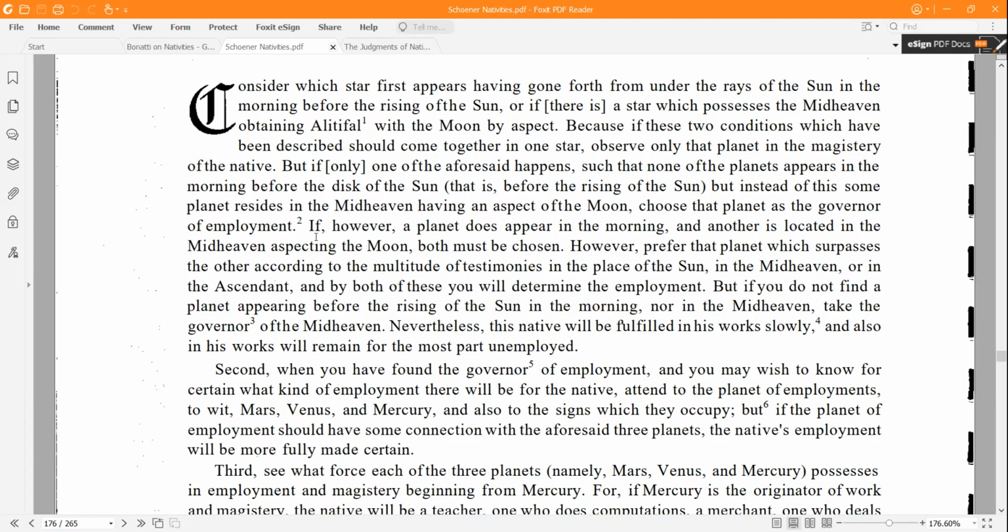And in this particular point, it looks like no, the moon cannot be governor, or rather it depends on the situation. Is the moon the ruler of the ascendant? Maybe she can be governor in that particular case. Do you see what I mean? I'm not saying no, but what this is actually saying is that it's some other planet. If you remember from when we started, look at the second paragraph. Mars, Venus, and Mercury are the traditional planets that represent employment and magistery.